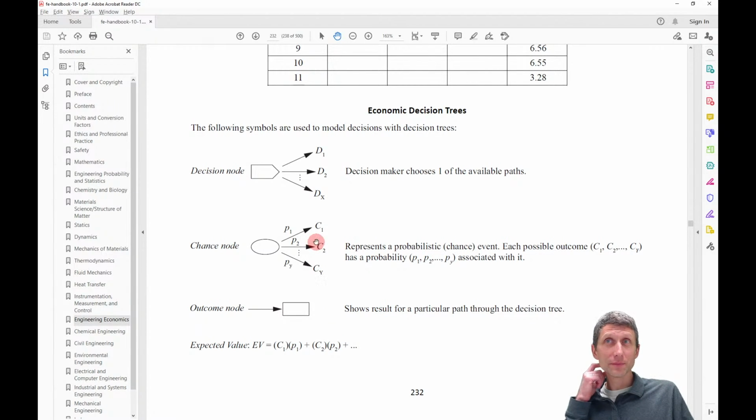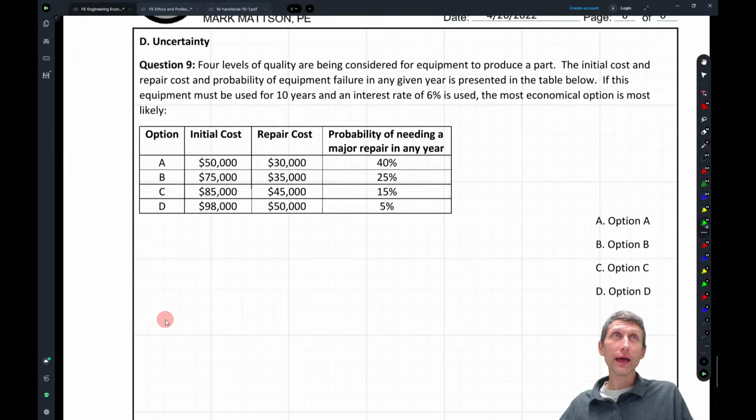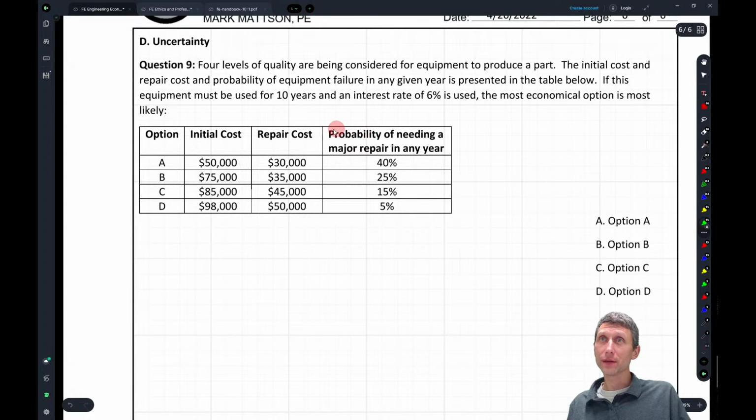So there are some decision trees you can make. We're not going to deal with those as much tonight, but the idea here is there are some things that can happen where there are different probabilities that you have to take into account. Like, for example, what we have here is the equipment. We want 10 years of use out of this equipment. We got an interest rate of 6%.